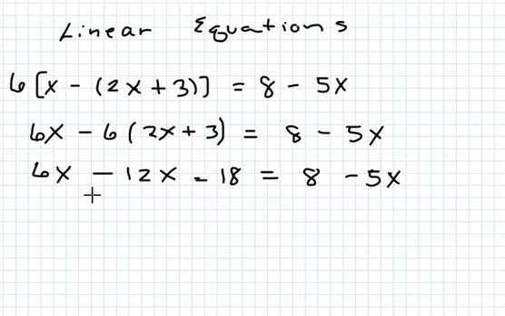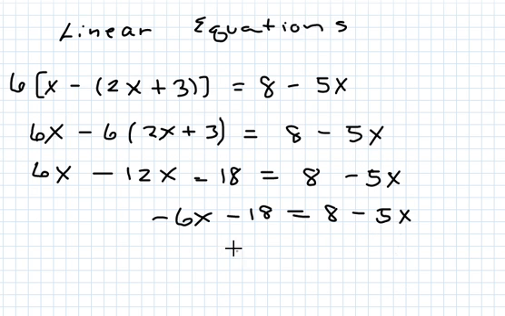Alright, now what we want to do is collect our like terms. So we have 6x minus 12x, and 6 minus 12, well, that would be a negative 6. And that's really all the like terms we have on the left hand side.